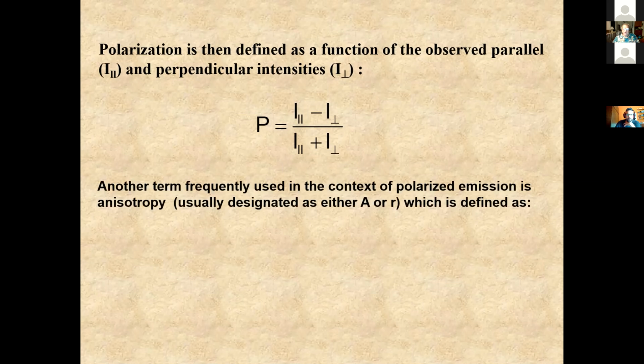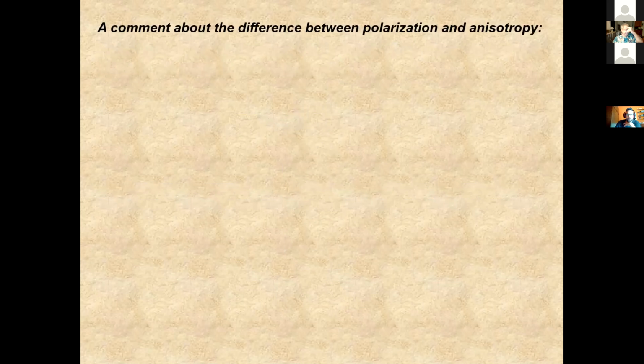But it's important to know about another term, anisotropy, that you see very often in the literature, usually designated as A or more commonly as little r, which is defined as the parallel minus perpendicular intensities over parallel plus twice the perpendicular. We won't go into the reasons for this, but that's the definition of anisotropy.